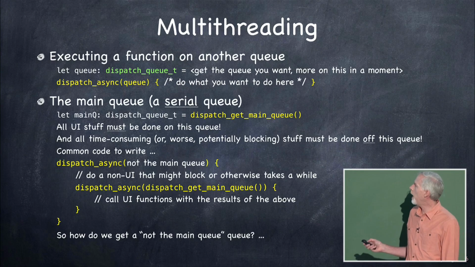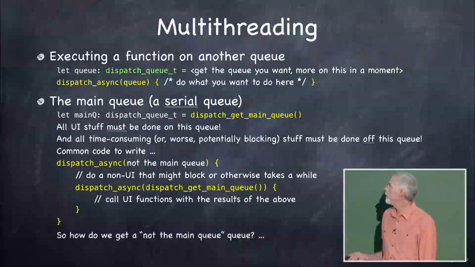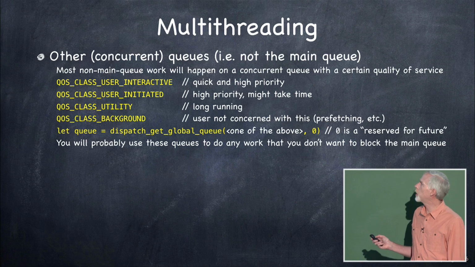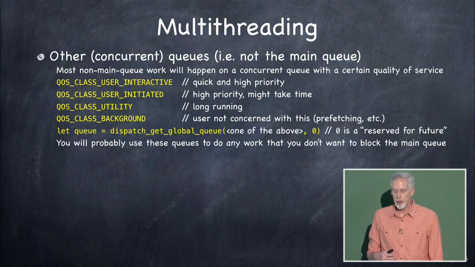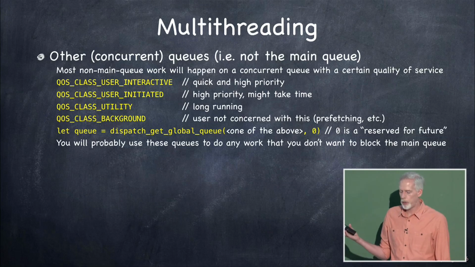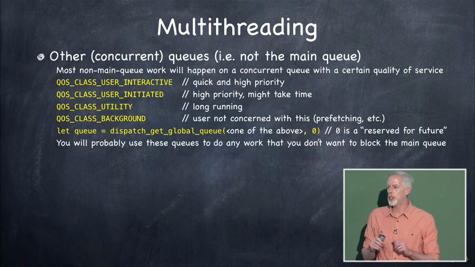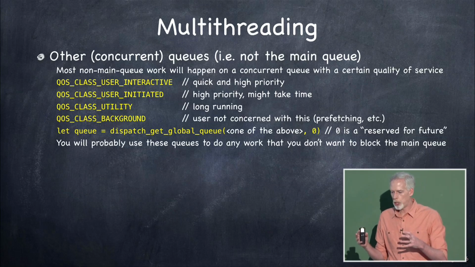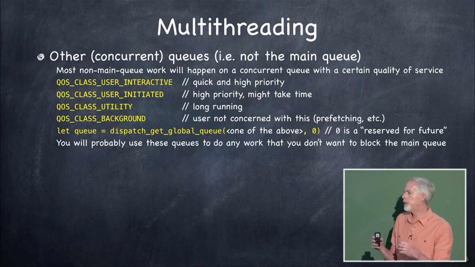So how do we get these non-main queues that we want to run something else on? Well, there's really two ways to do it. The most common way is to use one of the concurrent queues provided by the system. These queues provided by the system, there's four of them. They each have what's called a quality of service, and the quality of service is really how much attention the system gives to them. You can think of it as their priority.